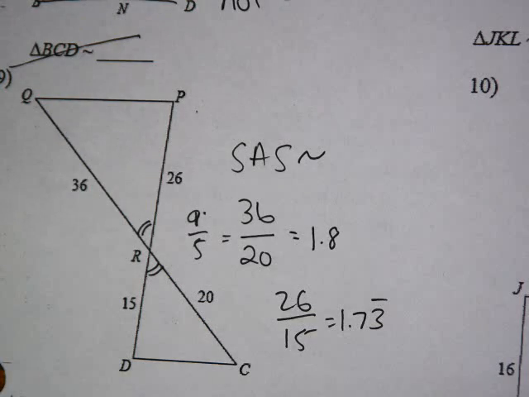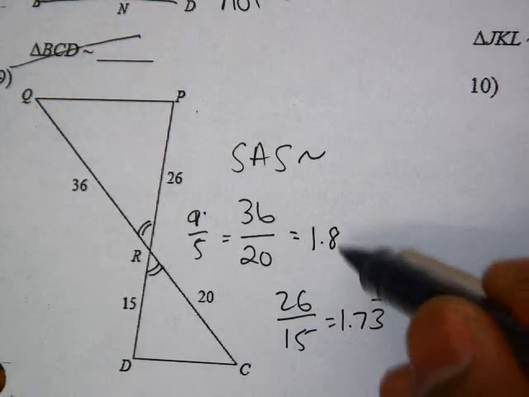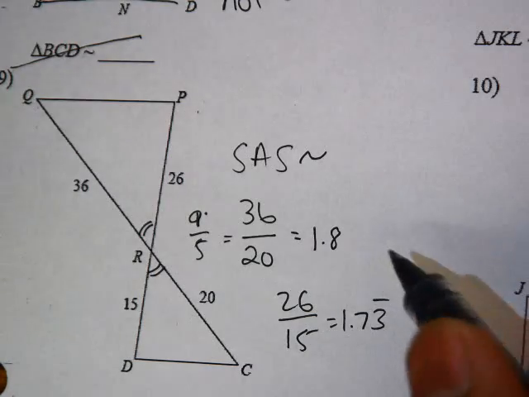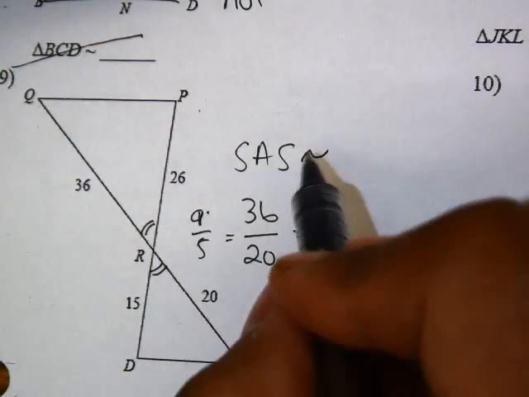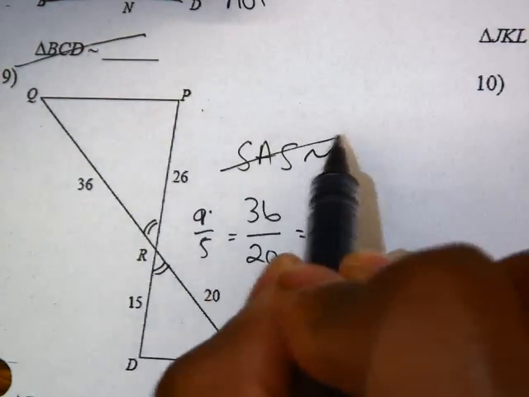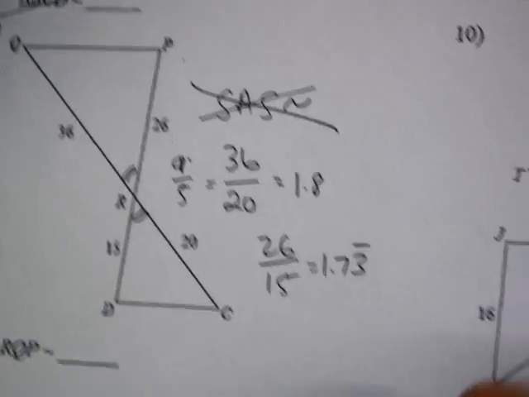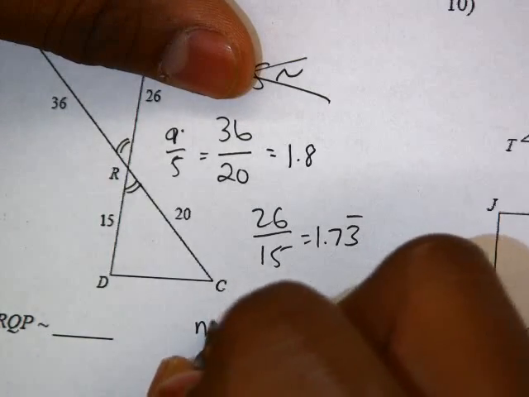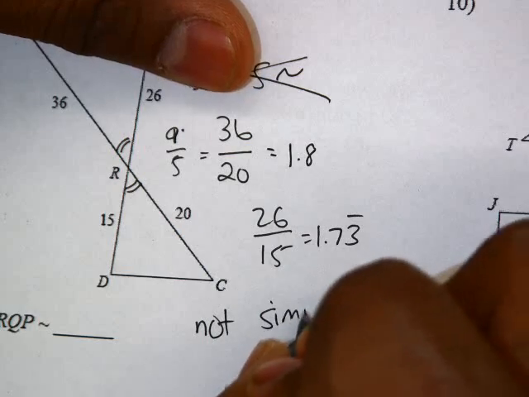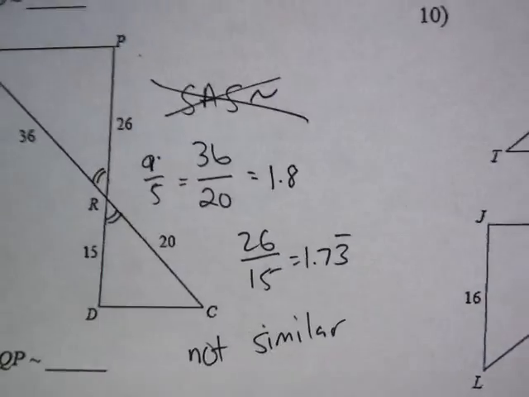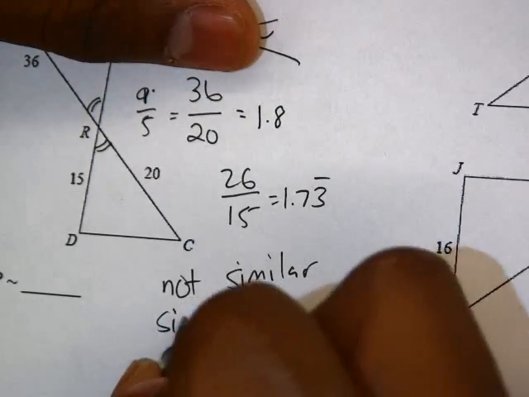That doesn't reduce. These aren't the same fractions. These aren't the same decimals. These aren't the same proportions. So it turns out these sides are not proportional. So it's not side angle side. So these are not similar, because the sides aren't proportional.